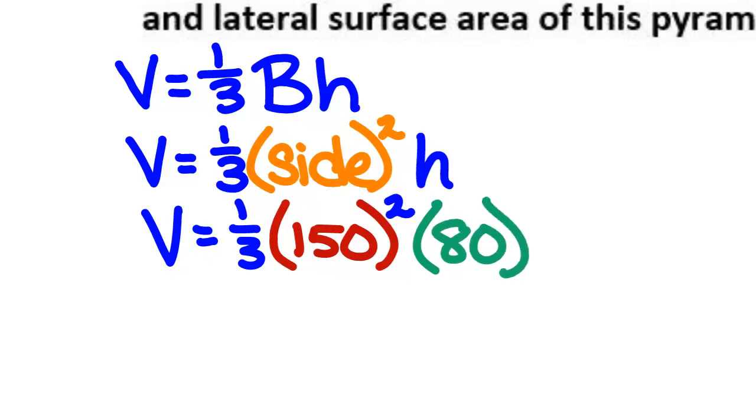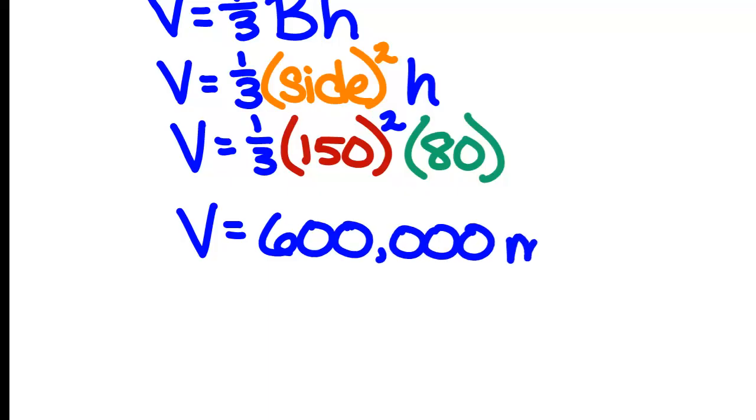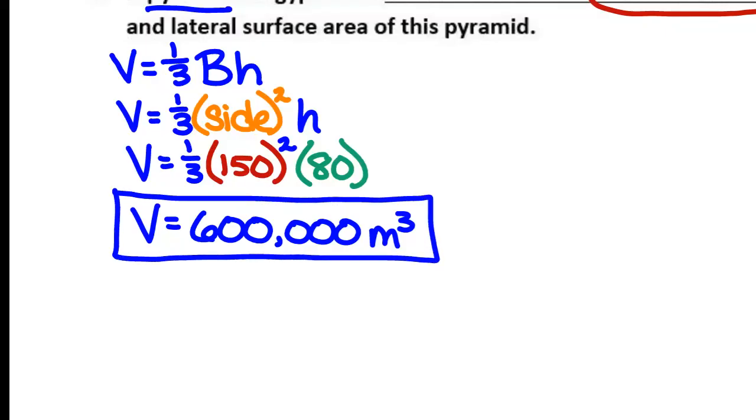And then I grab my calculator, I pop all that in, and what do we get? $600,000, yes. And that would be meters cubed. All right, so that was one thing they asked for. They asked for volume.